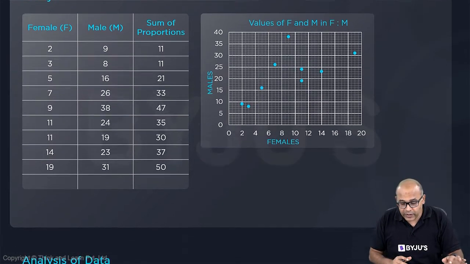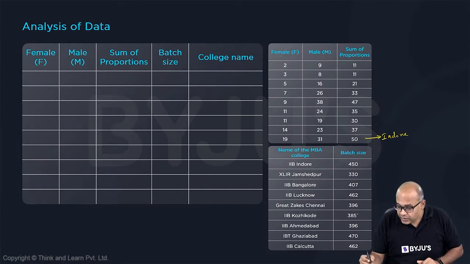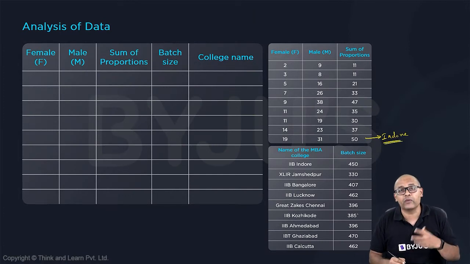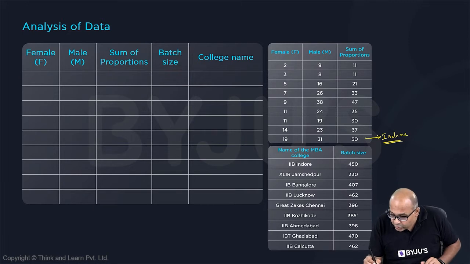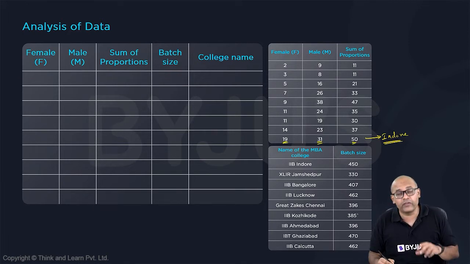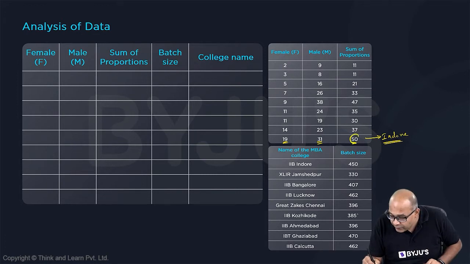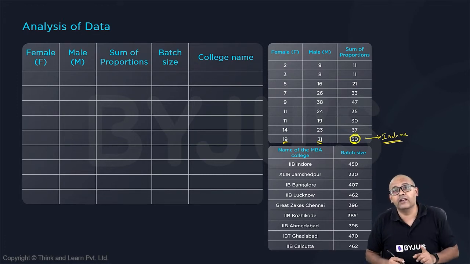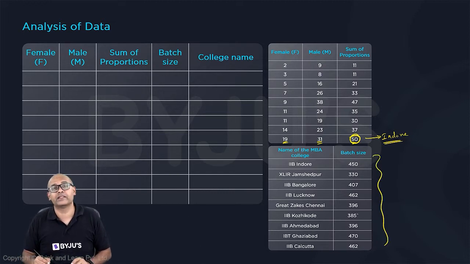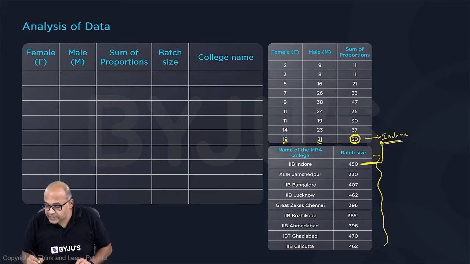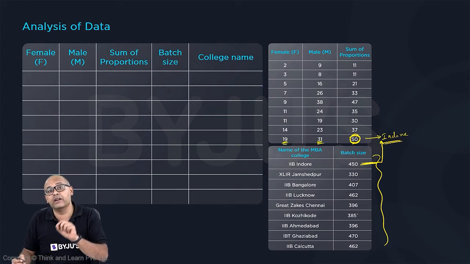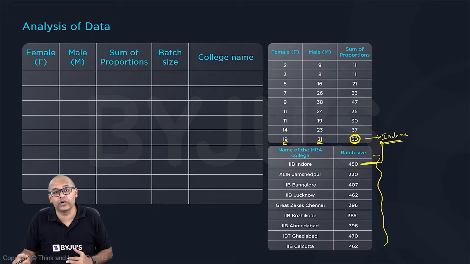That's the logic. So if you look at the table and arrange them together, we can see that Indore, for example, if you start with Indore, you will notice that the ratio is 19 and 31 for female and male. It should be for 50. And there's only one which is a multiple of 50 in terms of the batch size. So you can see that this 450 is the only thing that can be called Indore, which means the dot at 19 and 31 should correspond to Indore, because none of these other batch sizes can be divisible by 50.